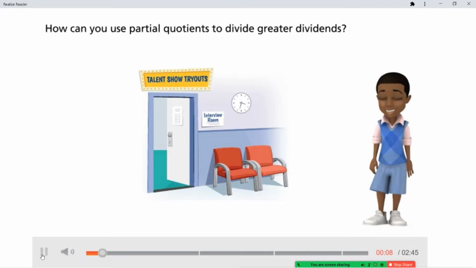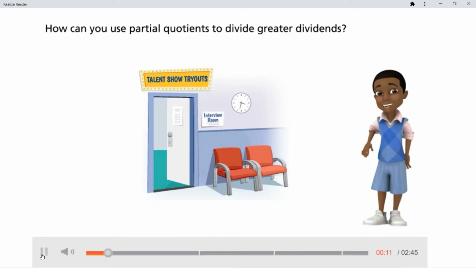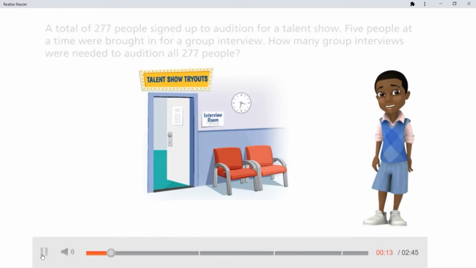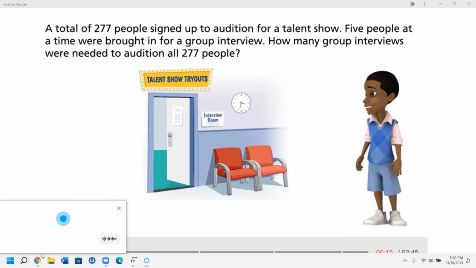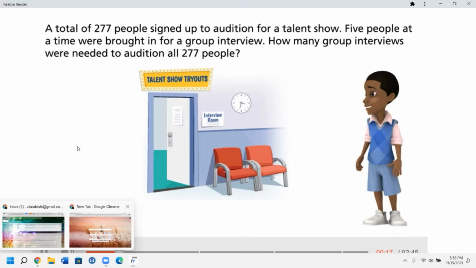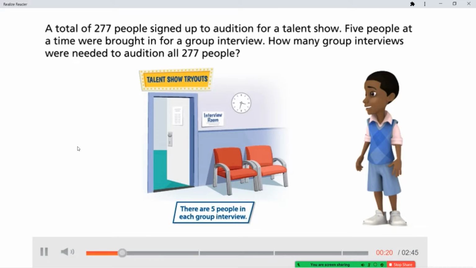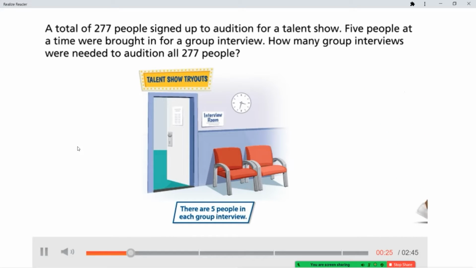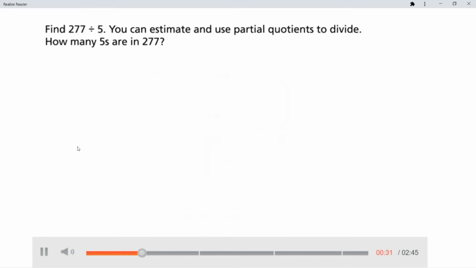How can you use partial quotients to divide greater dividends? A total of 277 people signed up to audition for a talent show. 5 people at a time were brought in for a group interview. How many group interviews were needed to audition all 277 people? Find 277 divided by 5. You can estimate and use partial quotients to divide.